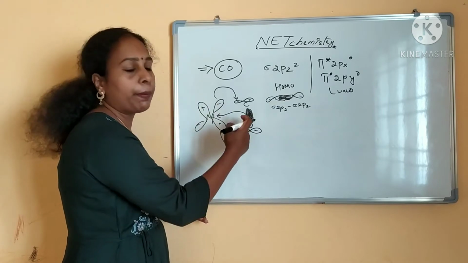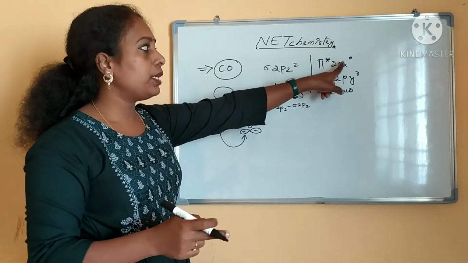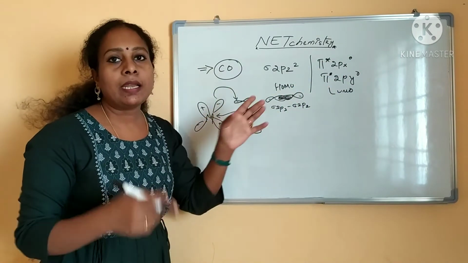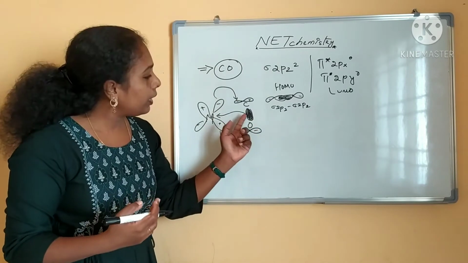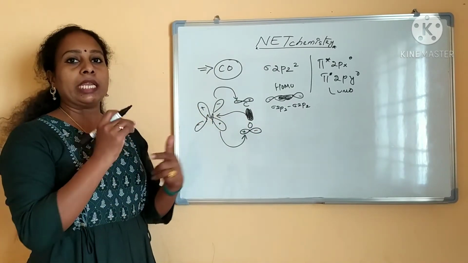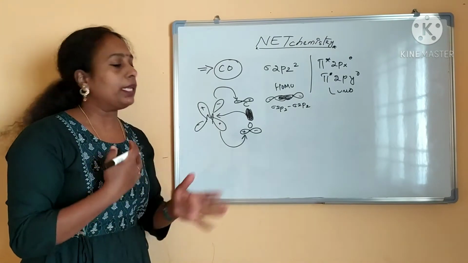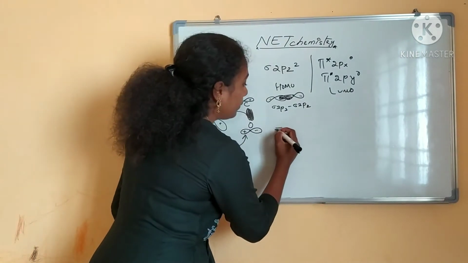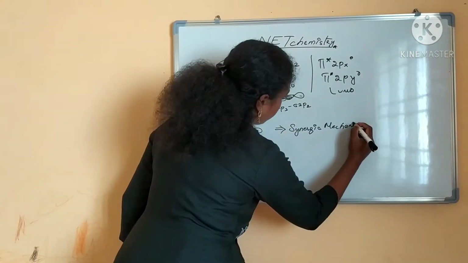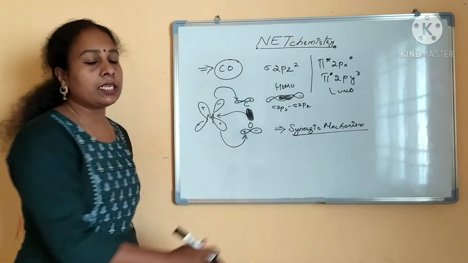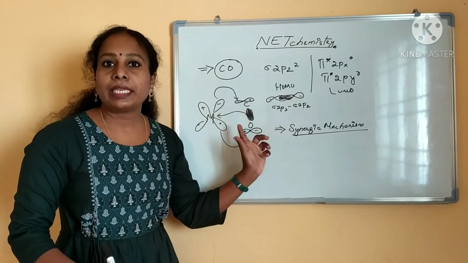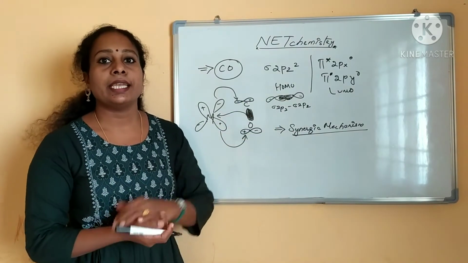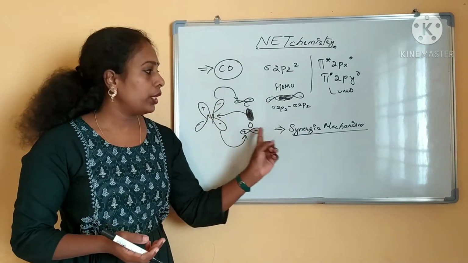This back donation is happening. So pi star is empty, right? Pi star is empty, 2px0, 2py0, both pi star orbitals are empty. So this extra metal electron density will be received. Then again what will happen? Sigma 2pz will be donating the electron density to the metal. If you see, this back bonding, we will use a technical term, synergic mechanism. So a ligand and a metal bonded with a synergic mechanism, that ligand is called a pi acid ligand. So you know the mechanism of this back bonding or synergic mechanism.